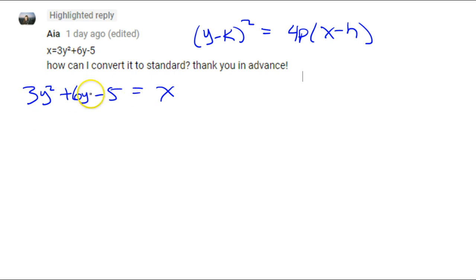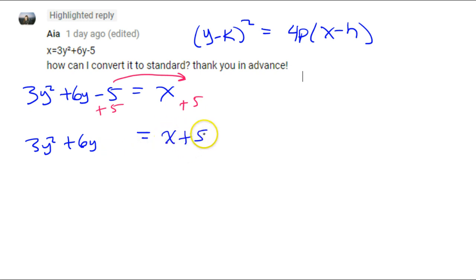Ultimately, I'm going to complete the square. So the first thing I need to do is I need to move the negative 5 over to the other side by adding 5 to both sides. So now I'm going to have 3y squared plus 6y, leave a space here, is equal to x plus 5.